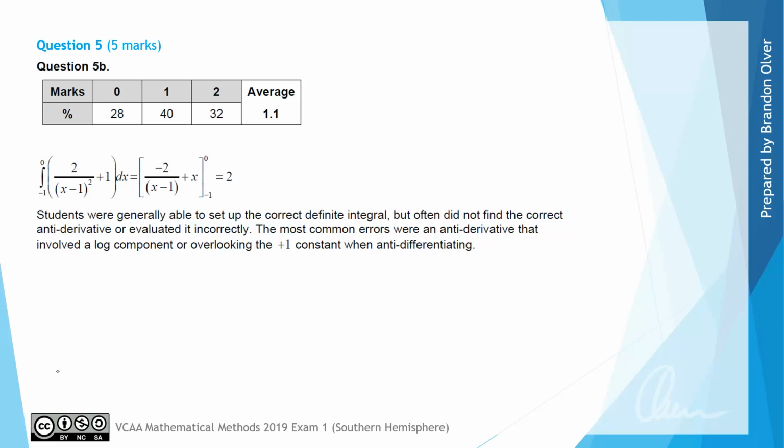From the examiner's report, we can see that 1/3 of students got that answer correct, and 40% of students managed to get 1 mark. The examiner points out that students were generally able to set up the correct definite integral to represent the area, but often did not find the correct antiderivative or evaluated it incorrectly. So there were mistakes made on finding the antiderivative, and then even if students did get the correct antiderivative, they may have made a mistake when substituting in the upper and lower terminals and evaluating that.